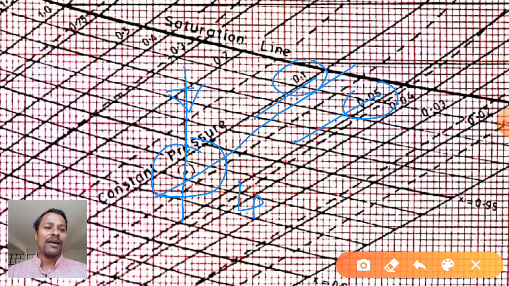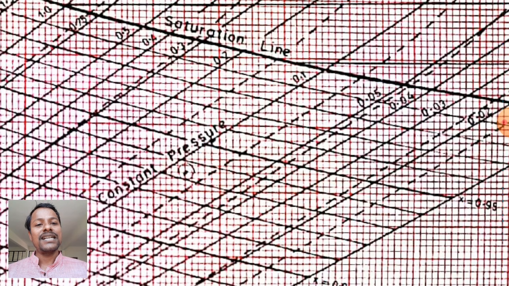Here from this point 4, if I read the dryness fraction values, I have 0.90, 0.91, 0.92, 0.93, 0.94, this is 0.95. Our point is lying on 0.93, so I will consider the dryness fraction as 0.935.